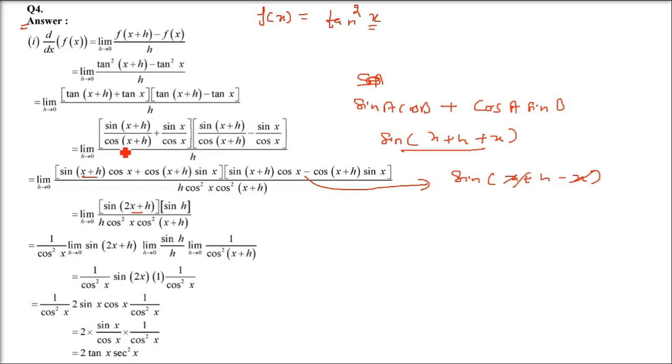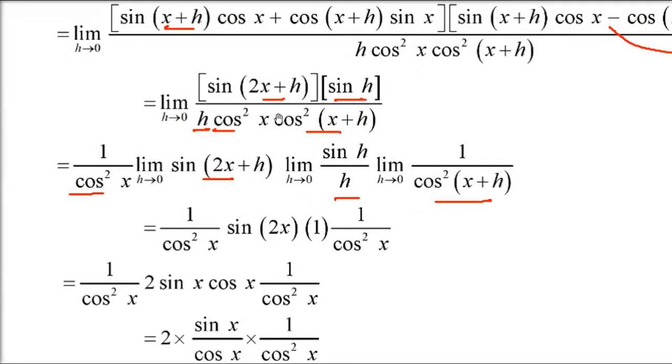Now in the denominator you have h. Denominator, as I said, cos²x and cos²(x+h) is already there. Now this sin h and this h, we can take it separately. Wherever h is there, you apply the limit. Wherever h is not there, you can just keep it outside. Since cos²x doesn't have h, we will keep it outside. And sin(2x+h) will take the limit, sin h by h will take the limit, and cos²(x+h) will take the limit.